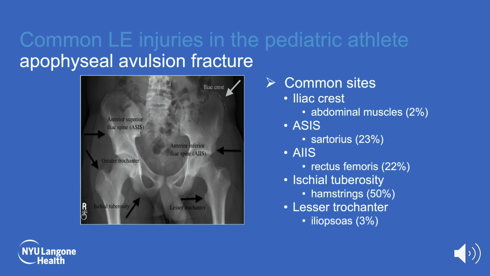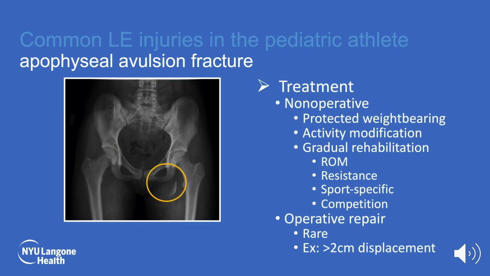This is probably a high-yield slide for this injury, and this just demonstrates some of the most common sites for apophyseal avulsion fracture to occur in kids. The most common you see here is the ischial tuberosity in the hamstrings. The least common is probably the iliac crest, and I'll let you just go through that. This is something probably just to memorize.